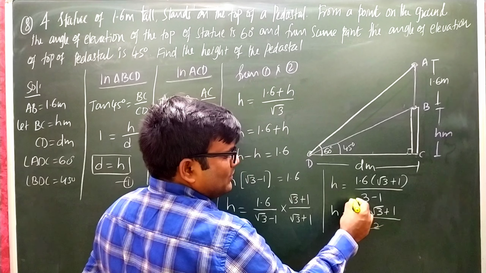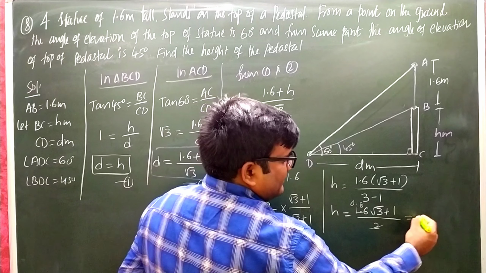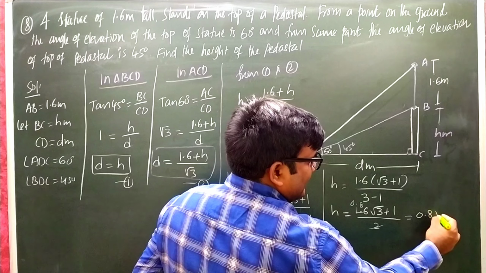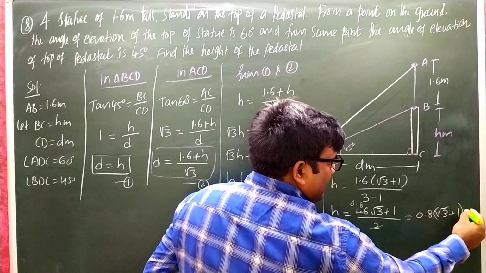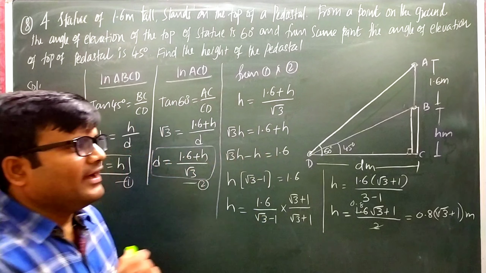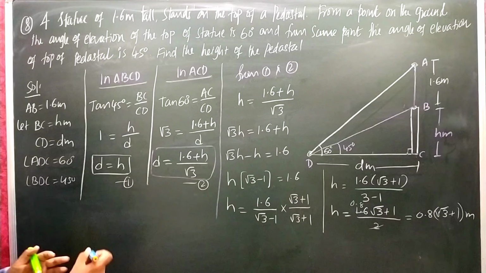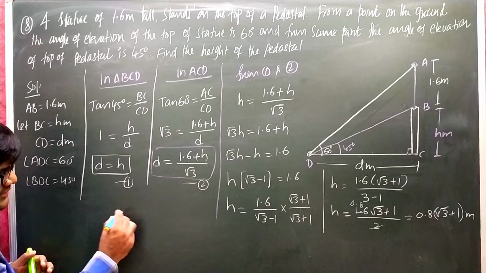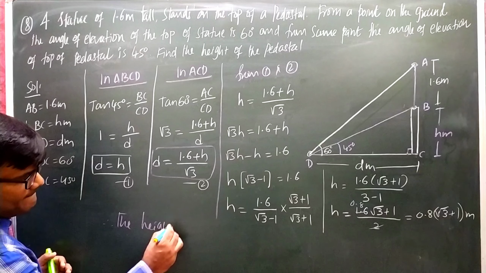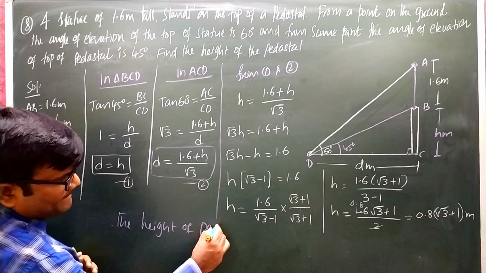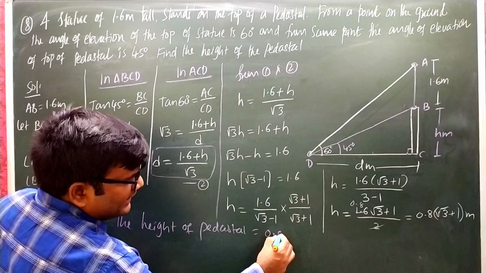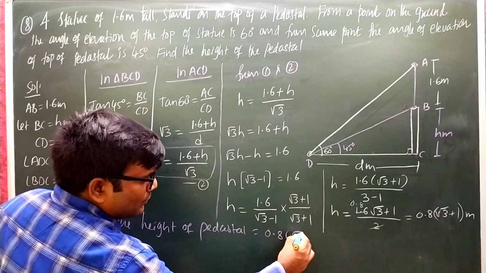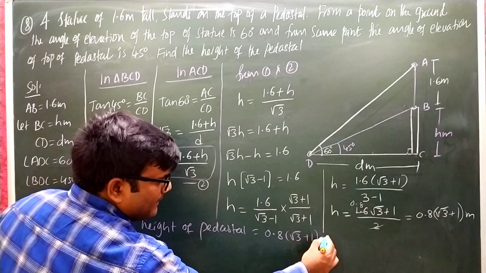2 ones are 2, 8s are 0.8. That is equal to 0.8 into root 3 plus 1 meters. That is the height of the pedestal. Therefore, the height of the pedestal is equal to 0.8 into root 3 plus 1 meters.